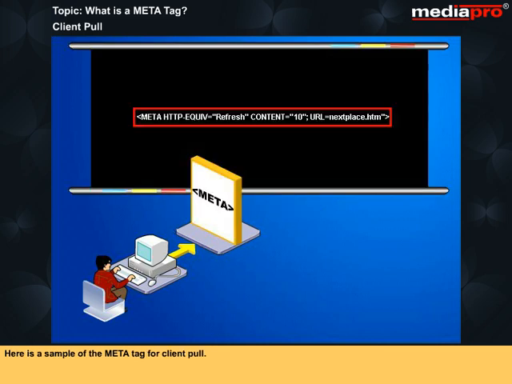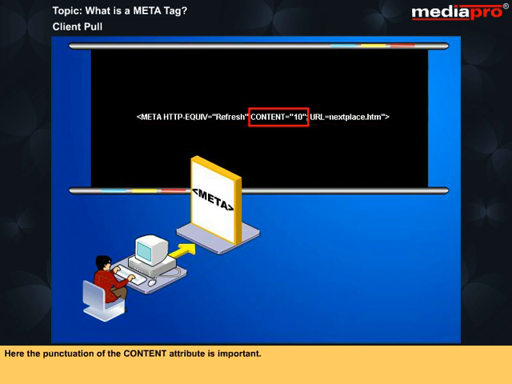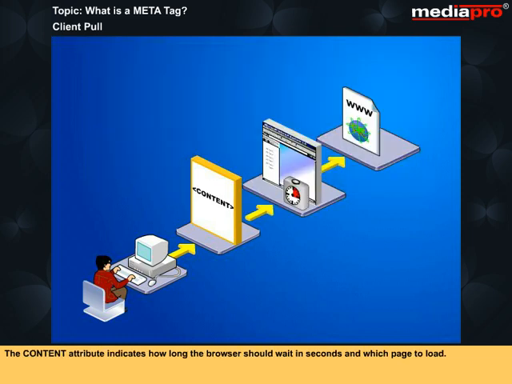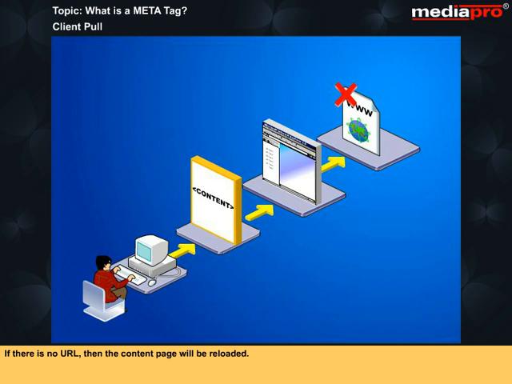Here is a sample of the meta tag for client pull. Here the punctuation of the content attribute is important. The HTTP equiv attribute passes information to the browser. In this case, it tells the browser to refresh the display, that is, to load a new page. The content attribute indicates how long the browser should wait in seconds and which page to load. If there is no URL, then the content page will be reloaded.